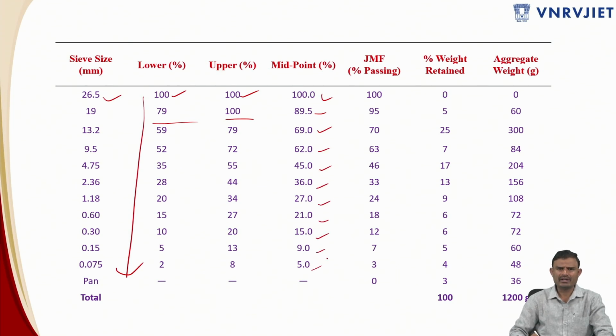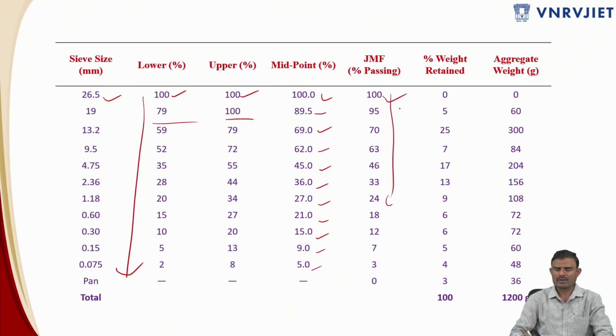You can go for the midpoint, but midpoint gradation will lead to a dense mix where you don't have a sufficient quantity of air voids in the field for secondary compaction. So we have to take our job mix formula such that it deviates from the midpoint. So you have to take your job mix formula just deviating from the midpoint, while at the same time staying between the lower limit and the upper limit.